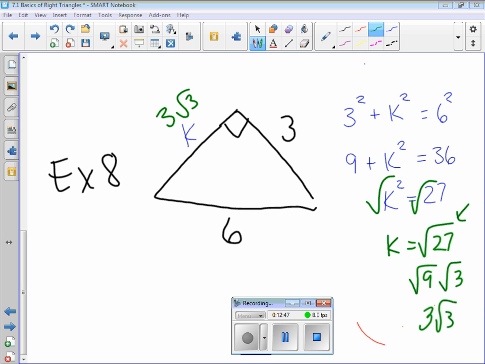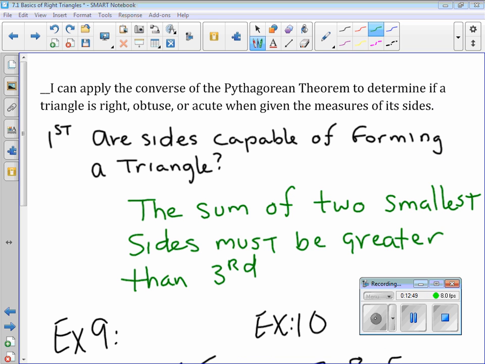Very good. So this is kind of a review of something we've done before, so I'm going to skirt through this pretty quickly. Basically, determine if something's a right triangle, acute, or obtuse. Remember, you always have to check to make sure that it's a triangle to begin with. Add up the two smallest sides, make sure it's greater than the third. If that happens to be true, then you can go ahead and use the Pythagorean theorem.